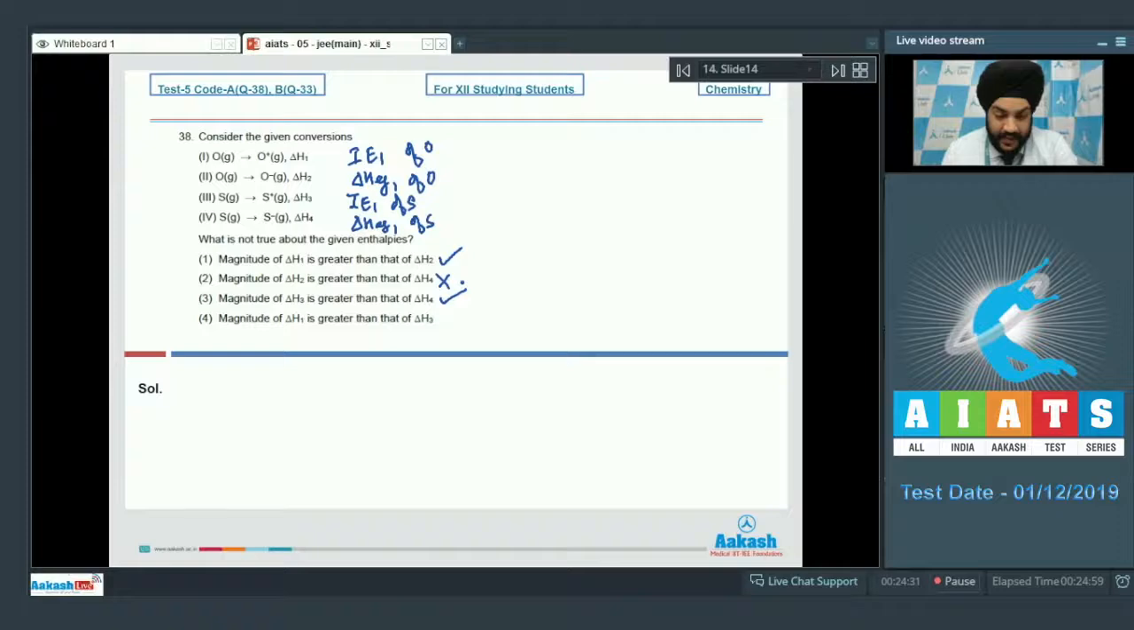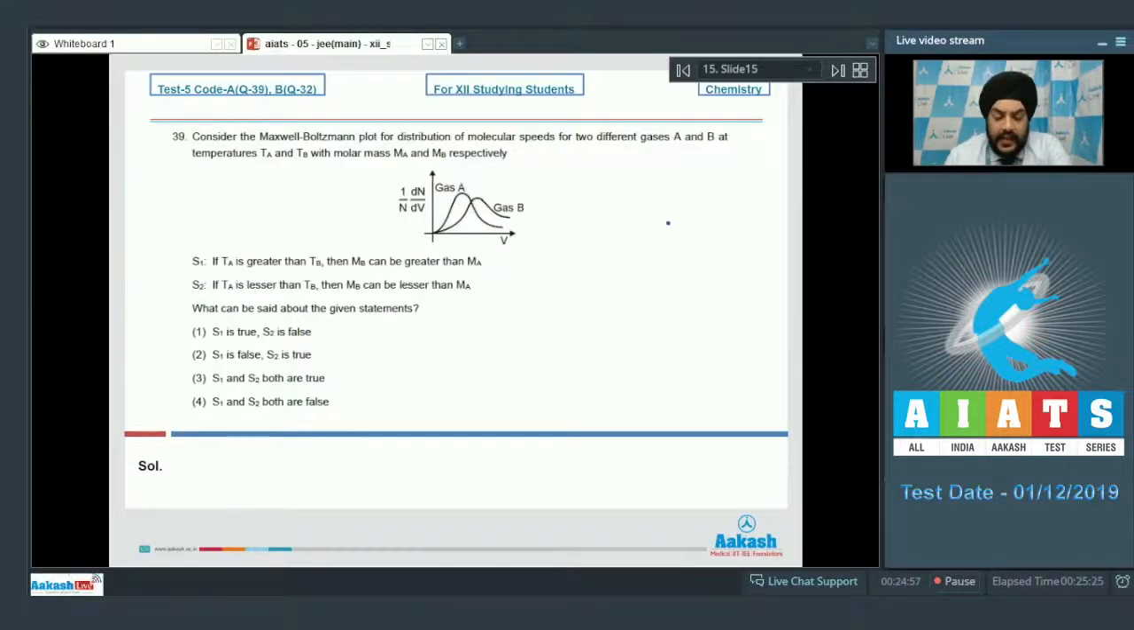If you talk about the last option now, it says that the magnitude of delta H1 is greater than that of delta H3. So this is also a correct statement, students. We know that the ionization energy of oxygen is more than that of sulfur. Okay. So out of these given statements, students, only the second statement is not correct. And for question number 38, we have to mark the correct answer as option 2. Let us look at the next question now.